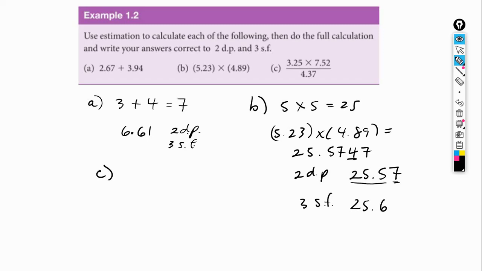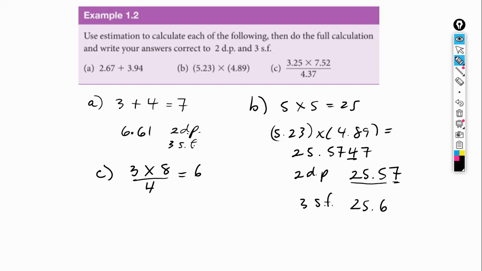For letter C, let's do a quick approximation. We can say this is the same as 3 times 8, right? Let's round the 3.25 to 3, the 7.52 to 8, and this divided by 4. If we do the math, this is going to give us 6. So that is a pretty good estimation. It should give us around 6.